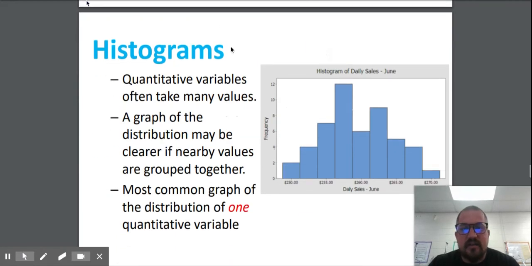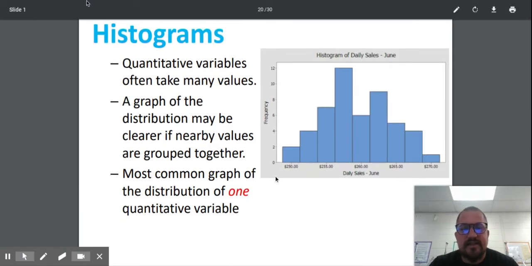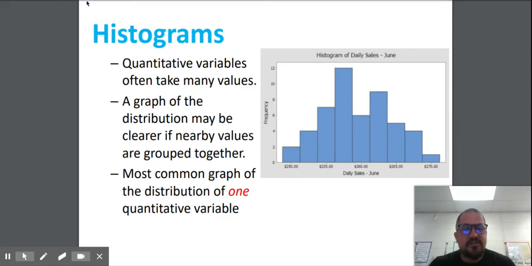And finally, our last type of graph that we're really going to look at in detail is a histogram. A histogram looks similar to a bar graph, but a bar graph is only for categorical data. In a bar graph, you always have a space in between your bars. In a histogram, there is no space. They connect to each other. And if you notice, there is numerical data at the bottom. So that would be 250, 255, 260, 265, 270, and then the numbers in between there.